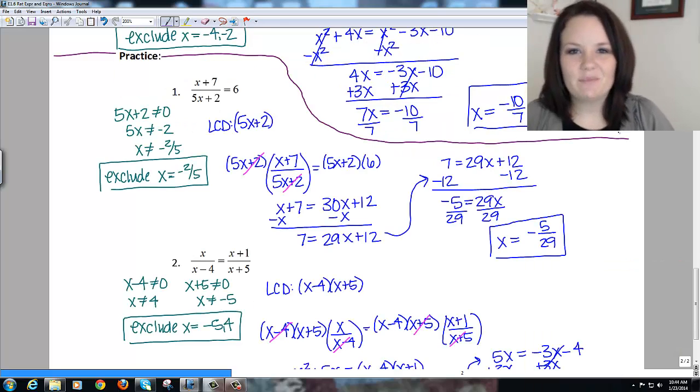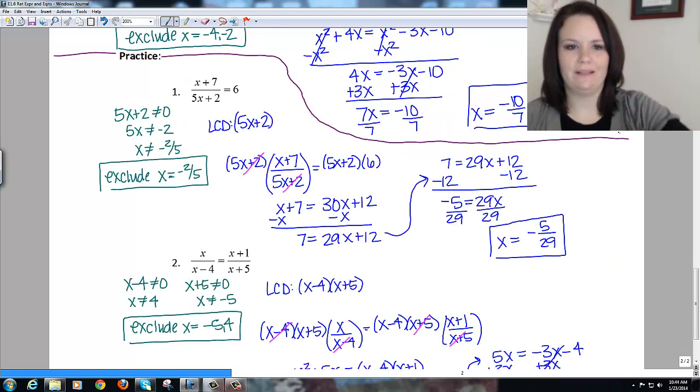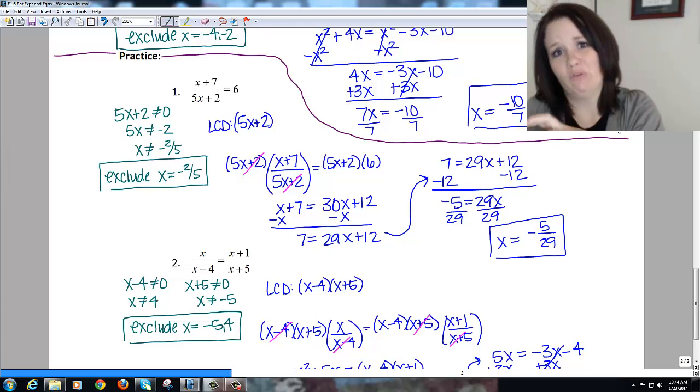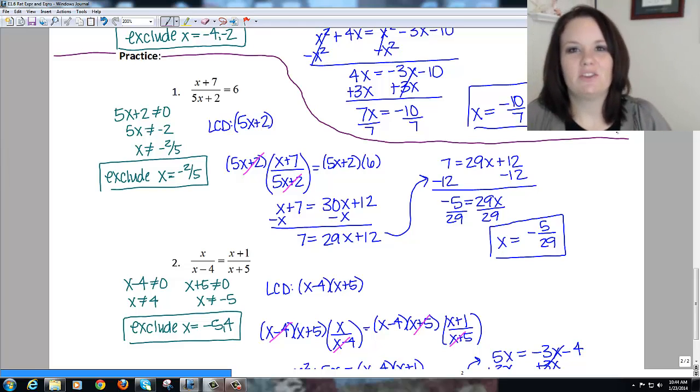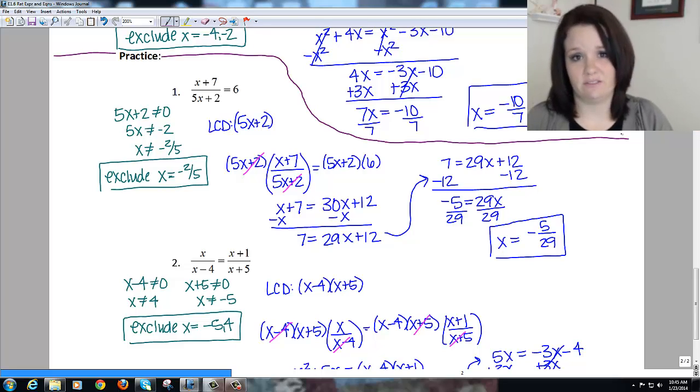Okay, so I went ahead and made a little pink line to kind of separate the last problem that I went over a little bit from our practice. On the first practice problem, when we look for our excluded values, we set 5x plus 2 not equal to 0 and solve, which means our excluded value is x equals negative 2/5. Once we know our excluded value, then we go ahead and multiply on both sides by our least common denominator, which in this case is 5x plus 2. When we do that, the 5x plus 2 cancels, and I'm left with an equation that no longer has fractions.